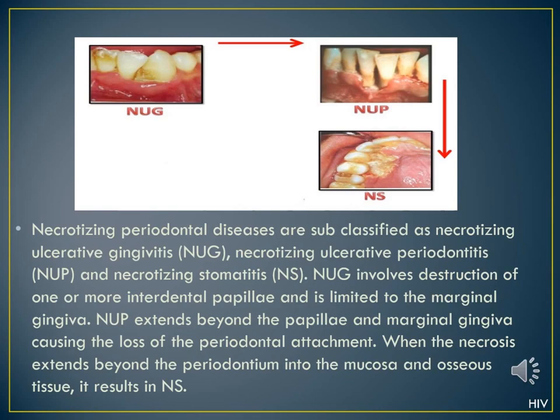When the necrosis extends beyond the periodontium into the mucosa and osseous tissue, it results in NS, as you can see in the above picture.